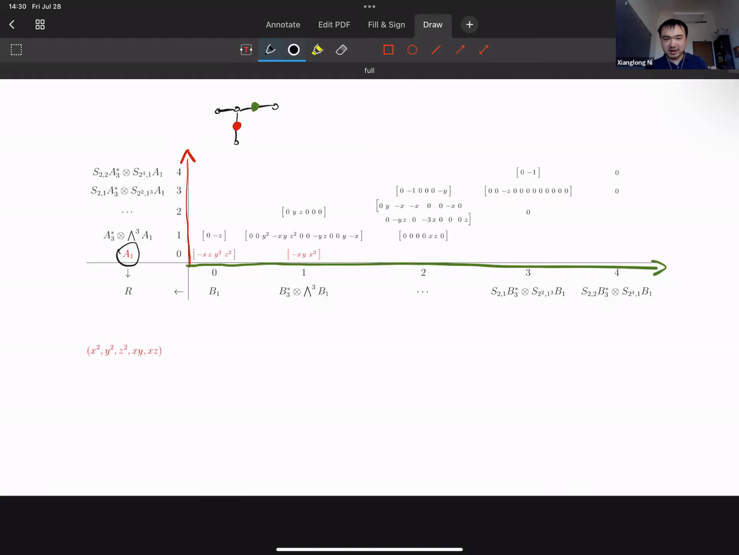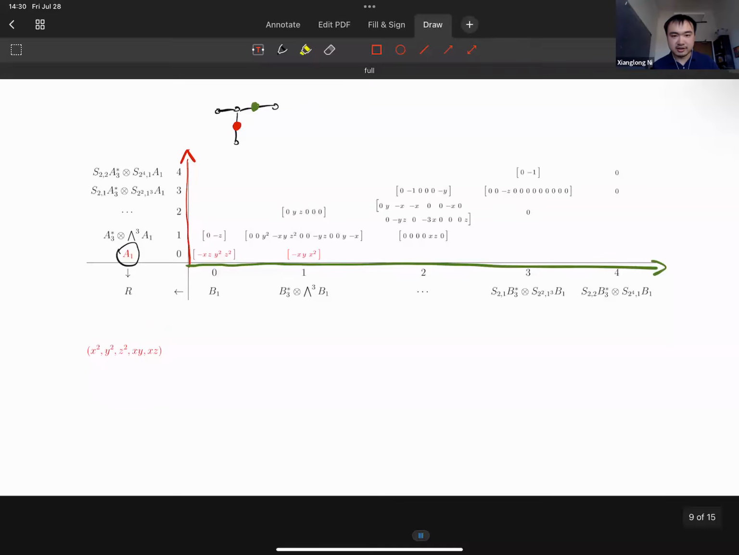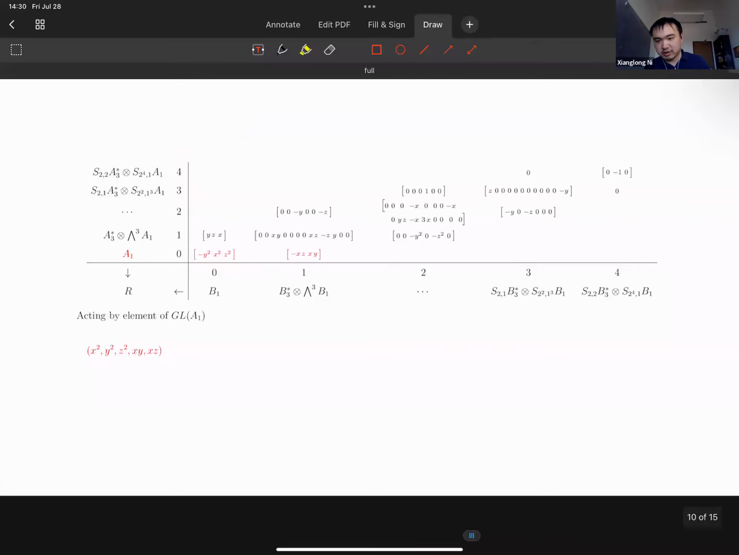I can fix this because I can just act on this entire picture by an appropriate element of GLA1. If I act by an appropriate element, I can make it so that the regular sequence I want to link with appears in the bottom left corner, and I'm going to do that. Between the left picture and the next one, all I did was act by an element of GLA1, which effectively acts on each row of this picture. And after doing this action, I see my regular sequence, x squared, y squared, z squared, in this bottom bigraded component. But of course, this action preserves the ideal, because all I've done is a change of basis.